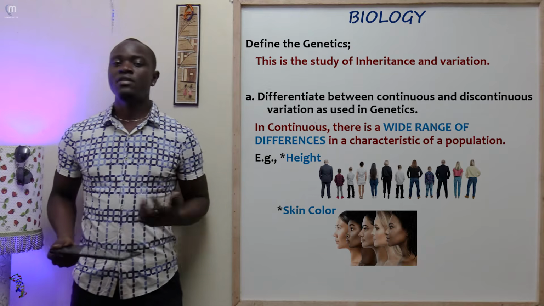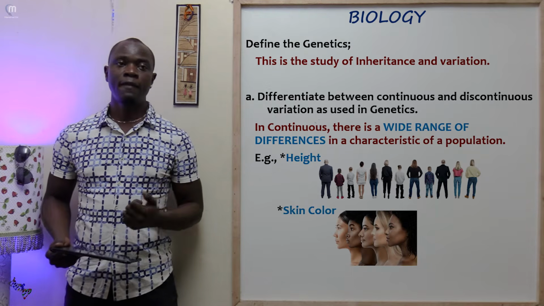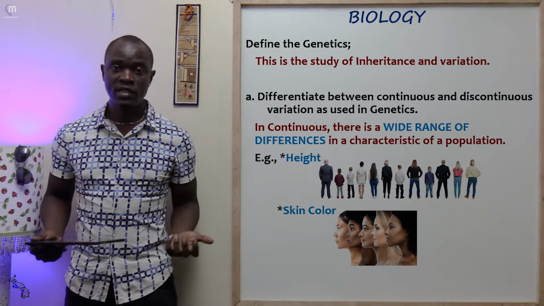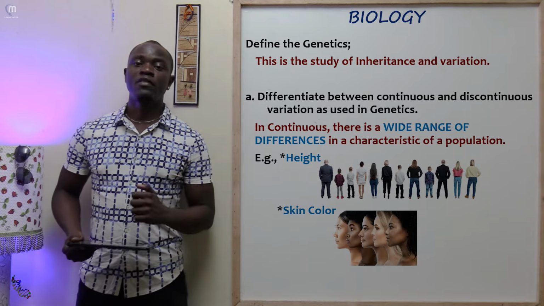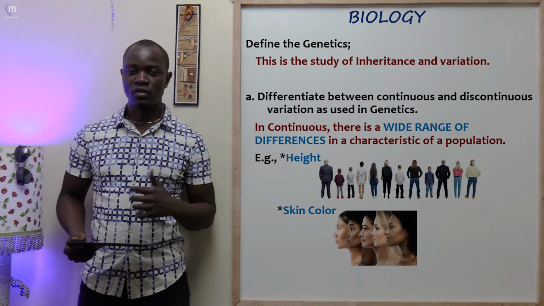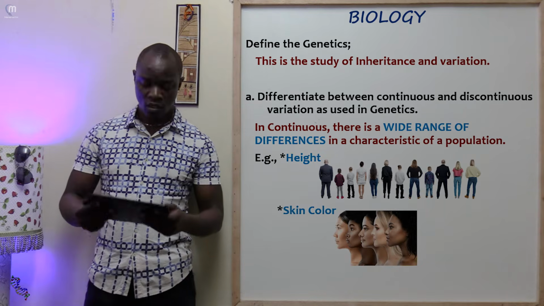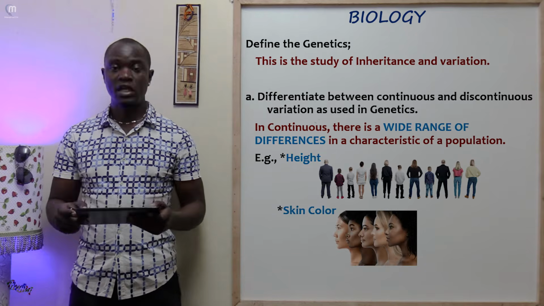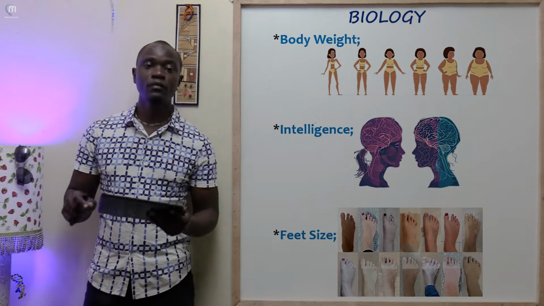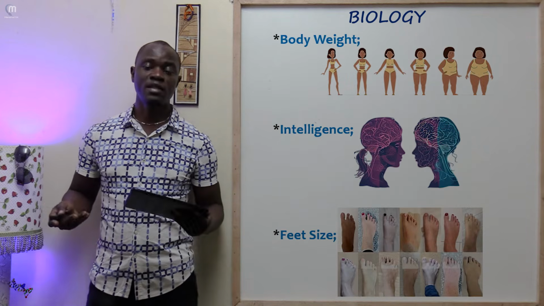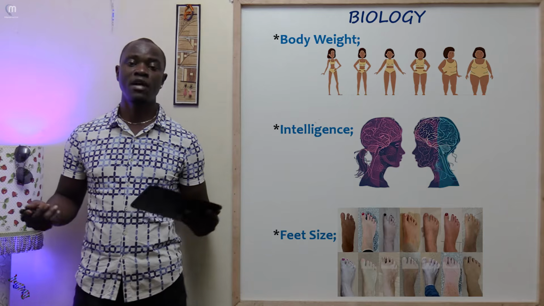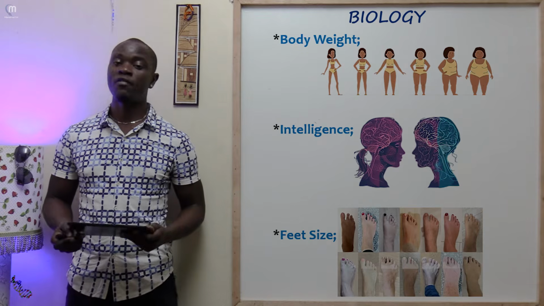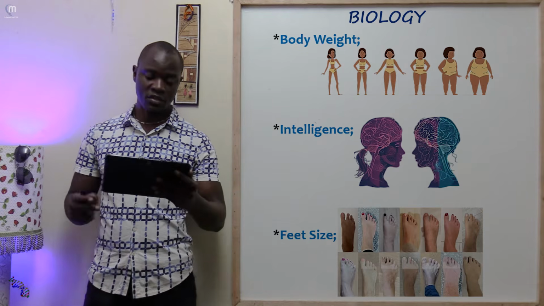After the skin color, we can also have a variation of body size or body weight. After that, you have variation of intelligence, because it's not that easy for you to measure who is more intelligent than the other in terms of value. So it is not that easy. Apart from that, we have the feet size. Some people have a very small feet size, some have a very large feet size, etc.